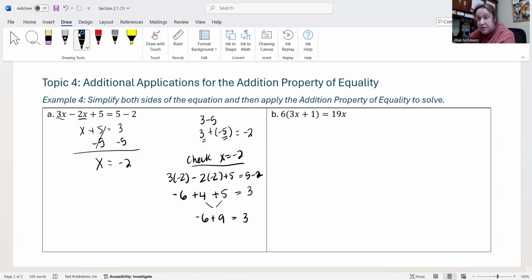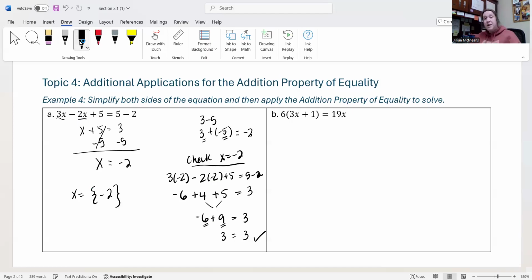Well, negative 6 plus 9, I'm adding two numbers with different signs. So again, I subtract the absolute values. 9 minus 6 is 3. And then I have to ask myself, is this 3 on the left positive or is it negative? Well, I had 9 positives, only 6 negatives. So that means I had more positive than negative. So this 3 remains positive. 3 does equal 3. So we can say with confidence that the solution is negative 2.